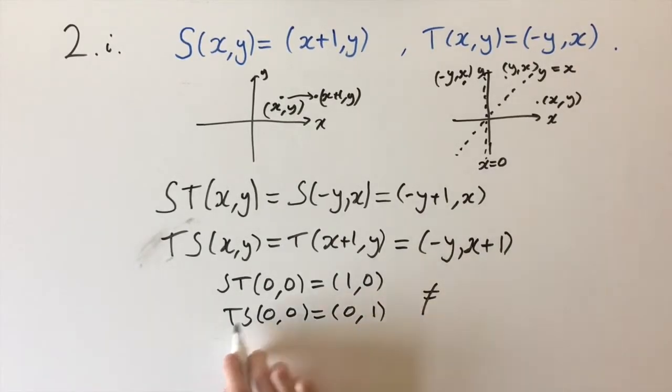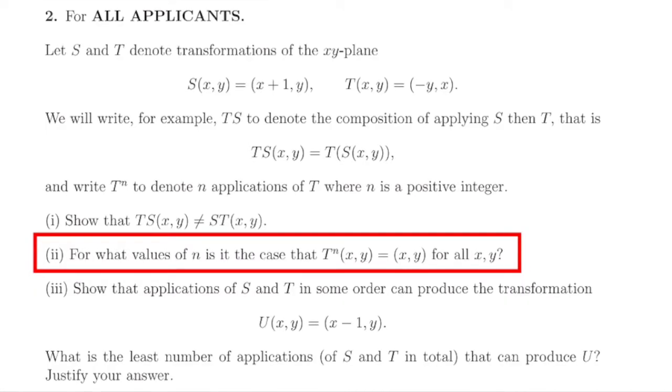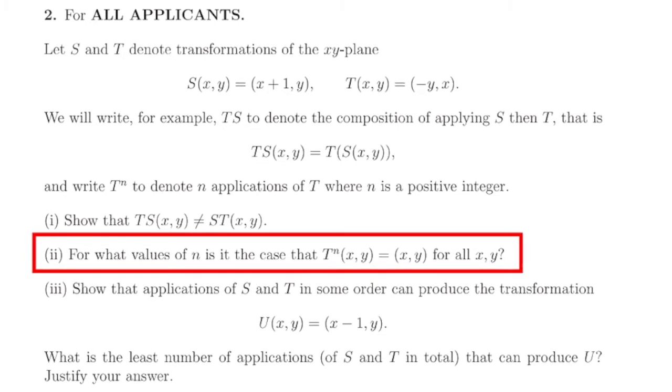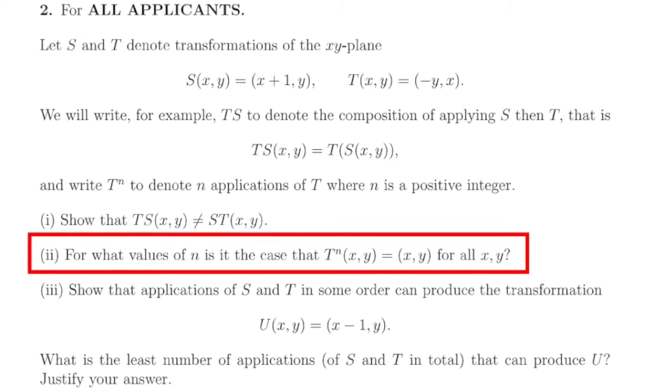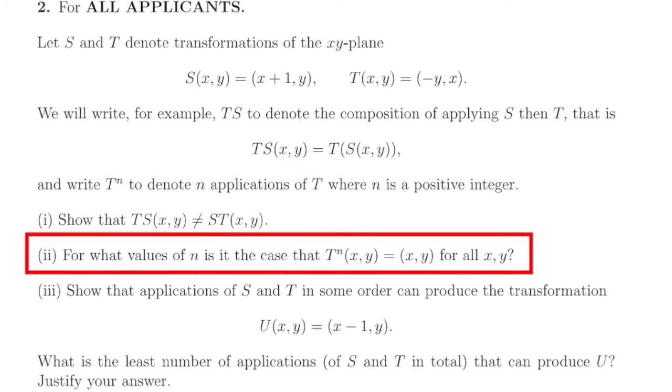So that shows that t and s don't commute, and that's the first part of the question. Okay, so going back to the question, let's have a look at part 2. So this is asking, for what values of n is it the case that t to the power of n of xy equals xy for all xy?